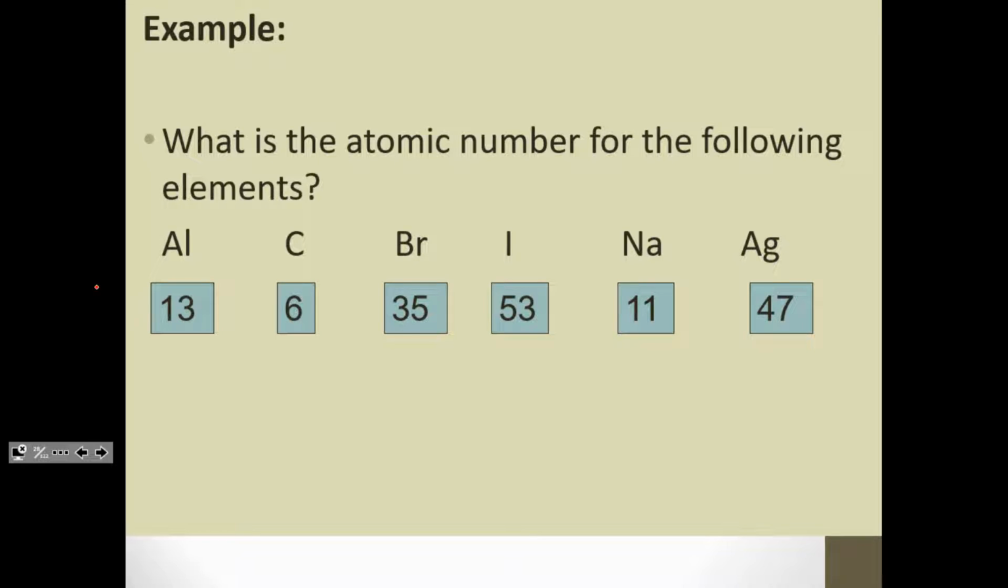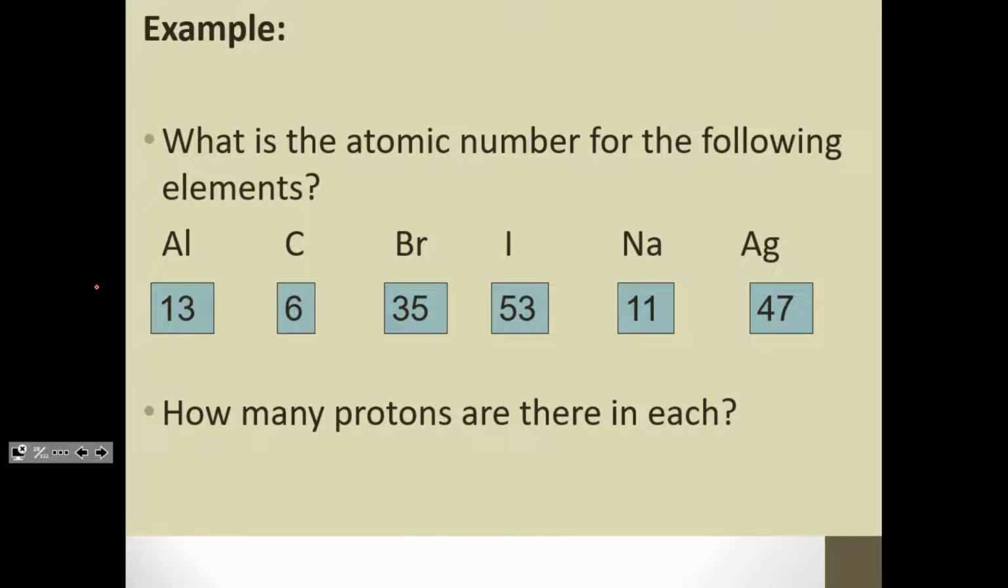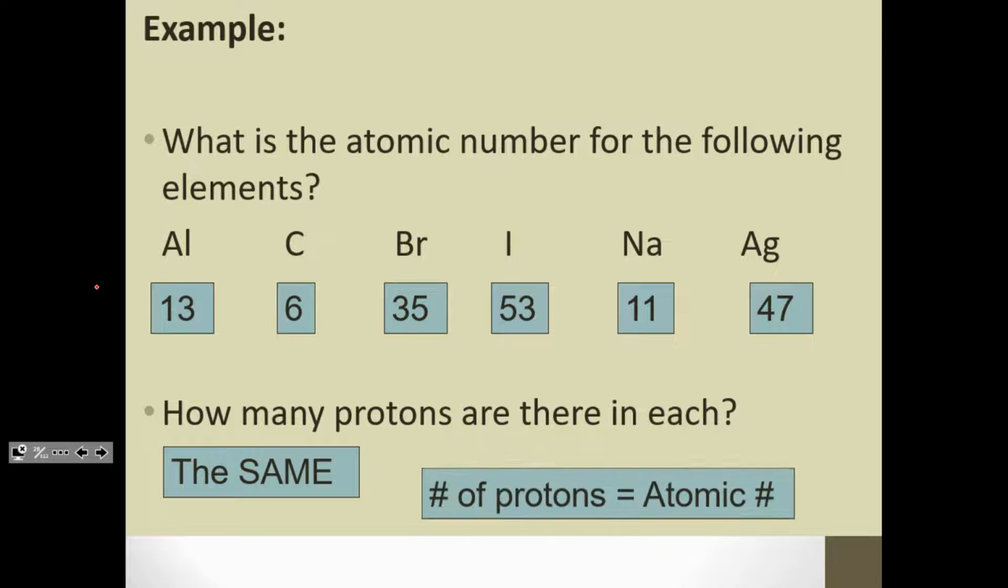We have numbers 1 through 118, and number 118 was discovered a couple summers ago, and there were actually several that were discovered. And so the periodic table is, in fact, complete, except one element called technetium that is kind of pesky. So how many protons are there in each? Well, they're going to be the same. It's the same number. The atomic number equals the number of protons. This is always the case.